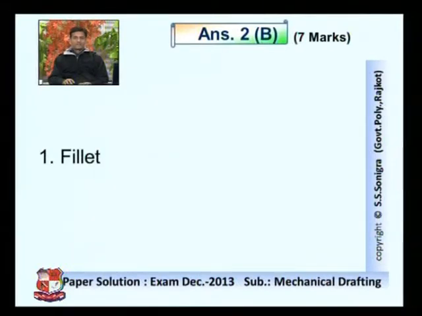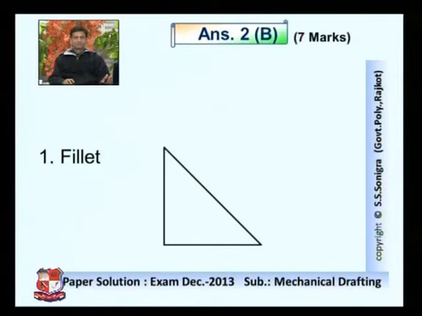Now what is fillet and where it is used? The fillet is a joint which is used in welding, and its symbol is drawn like this: a right angle triangle. You can draw any shape, but the shape should be a right angle triangle with any dimensions in the answer sheet. Just draw a right angle triangle, and you will be given 1 mark for that symbol.